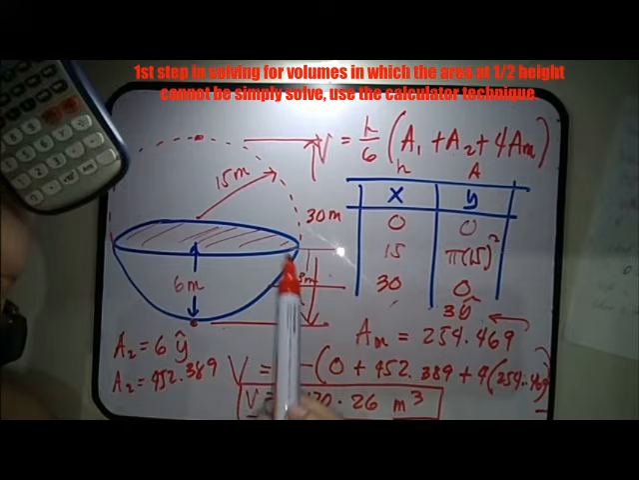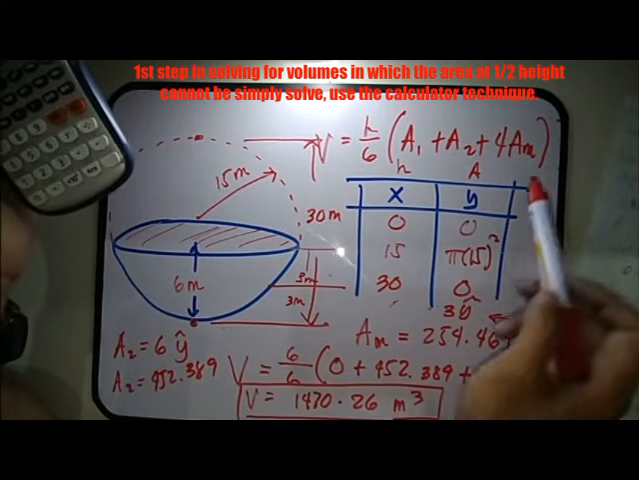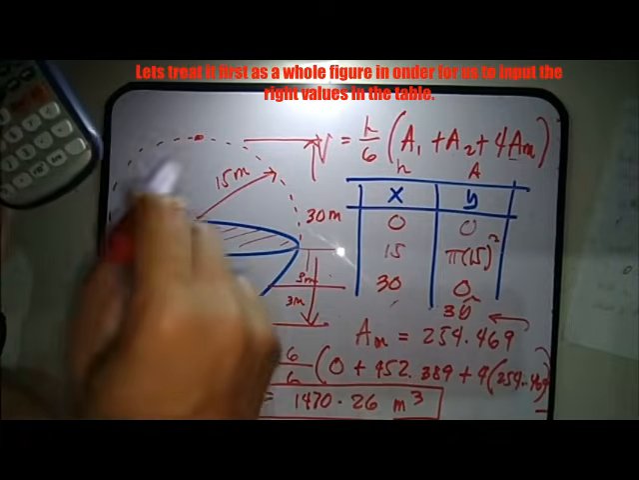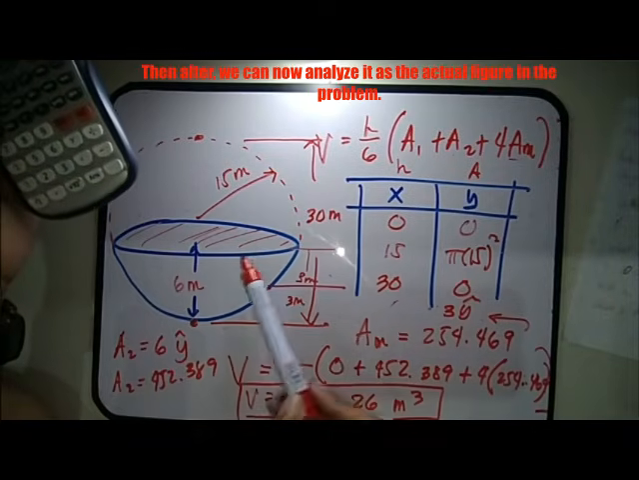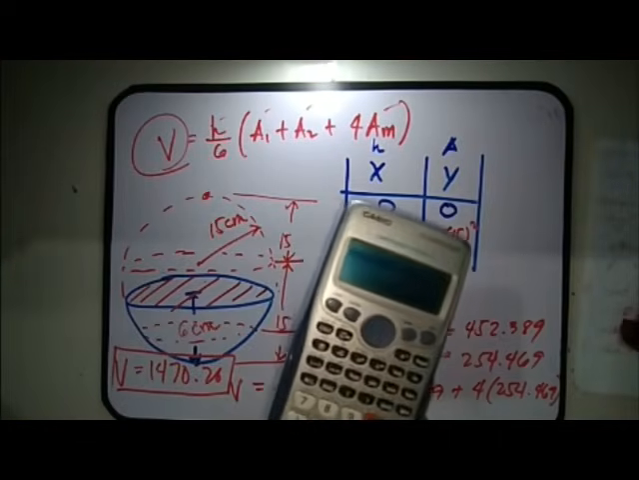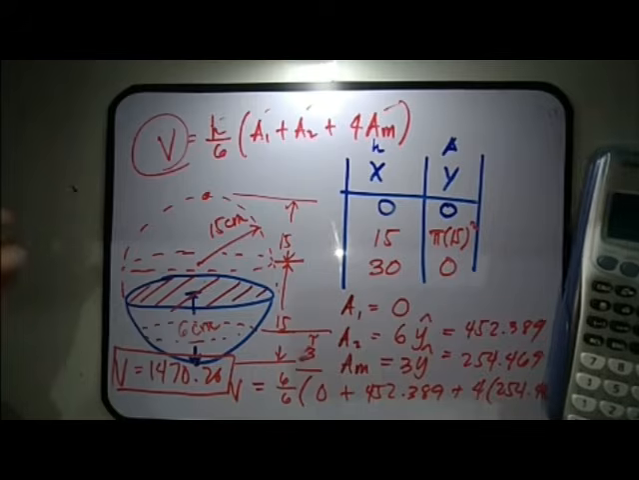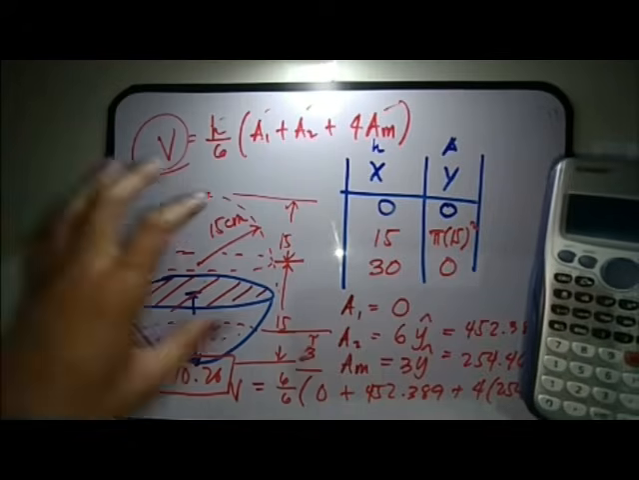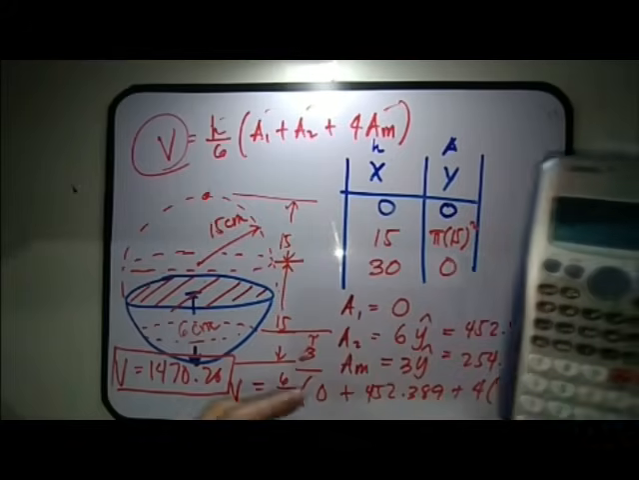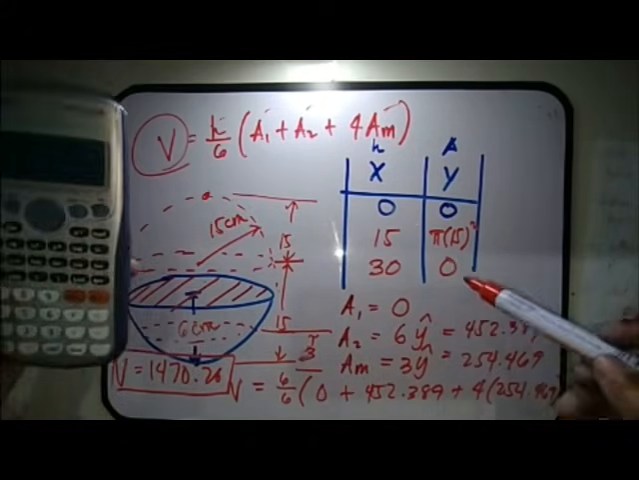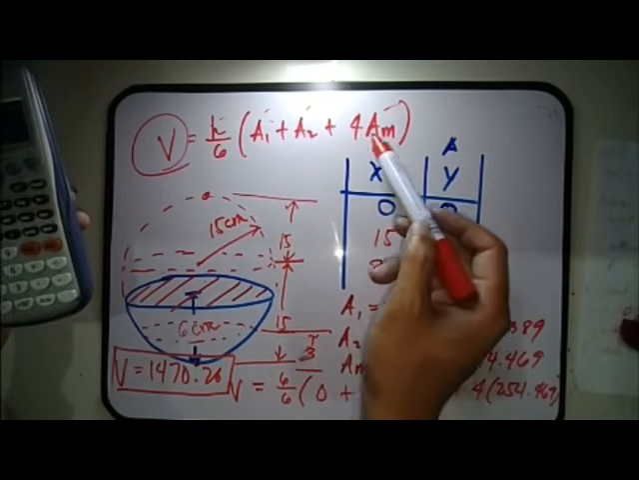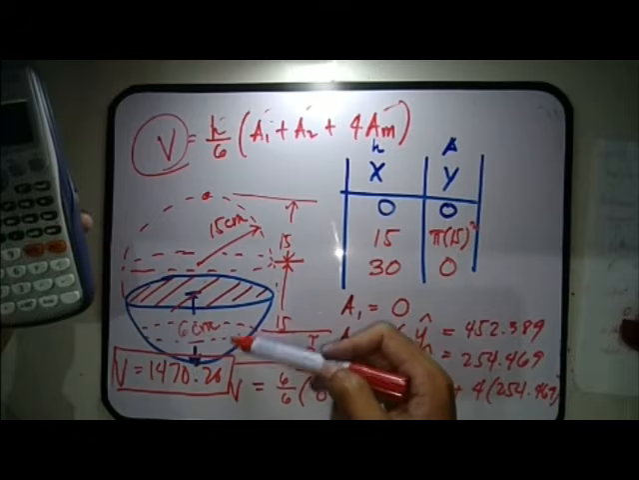Kung ganito ang figure natin, hindi basta-basta makuha yung mean area, gamitan natin ang calculator technique. So, una, gawin natin siyang whole figure, then, saka na natin siya i-analyze as partial figures. Ito guys, ang pag-solve nito is step by step. Kung gagamit ka ng table, you just need to imagine the figure as a whole. So, para may data ka muna. Then, proceed ka na dun sa problem. So, kunin mo na lahat yun. Yung A1, A2, and mean area. So, mean area at 1/2 of the height.